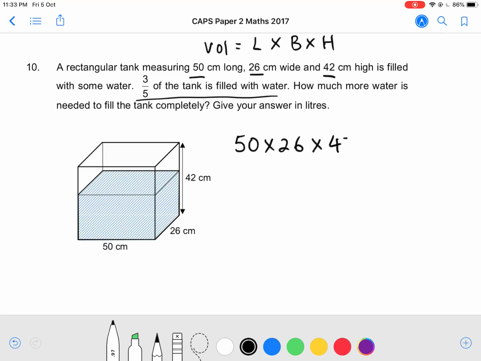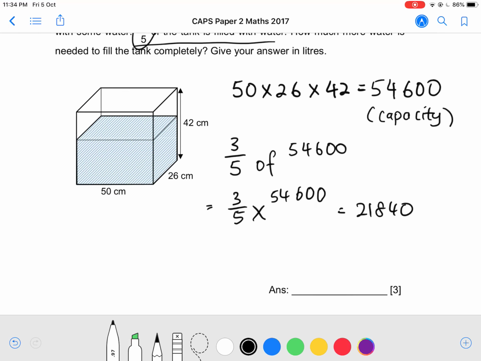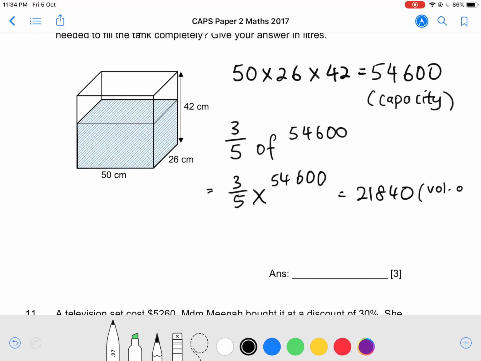So that is going to be equals to the capacity of the volume, but you know that of course the water is not filled to the brim, right? So even if you have gotten this answer, you know that this is not the volume of the water, it is more of the capacity. Alright, because it's only 3/5 filled, so you will like to know what is 3/5 of this amount, and that's going to be 3/5 times 54600, and with a calculator is 21840. So that's the water. Alright, so this is the volume of water.